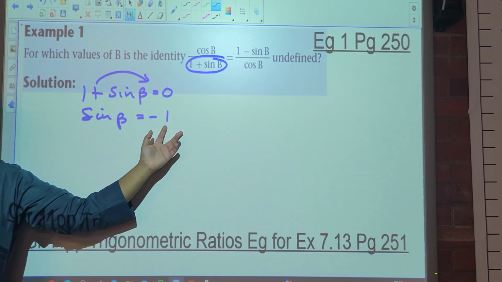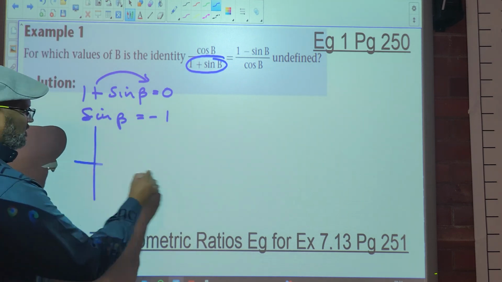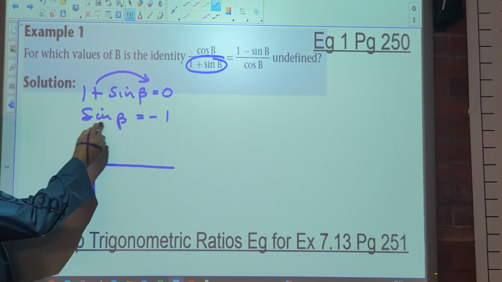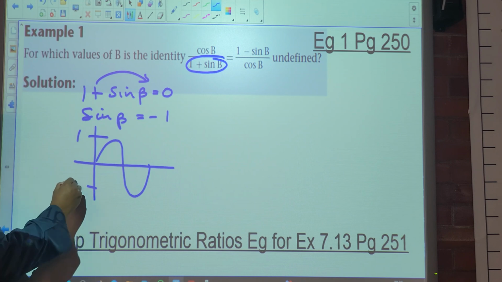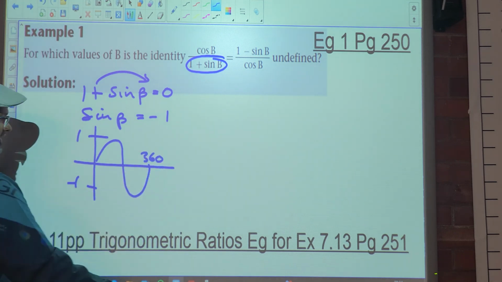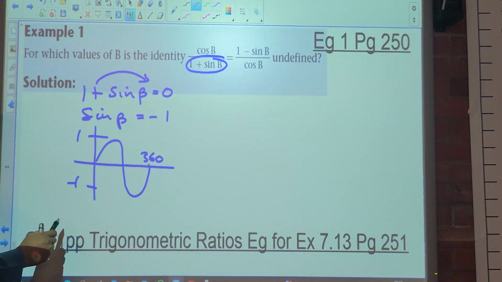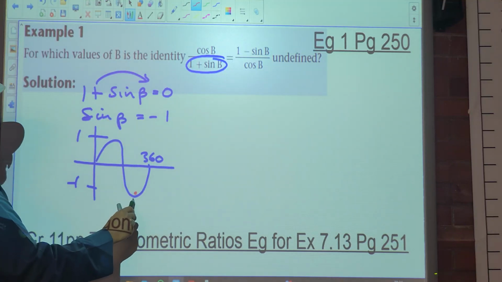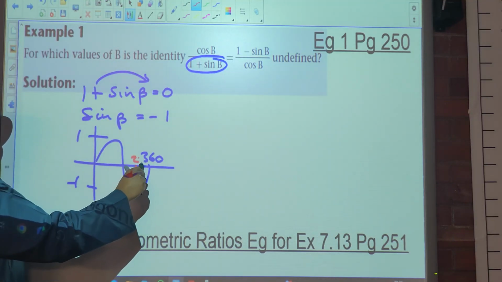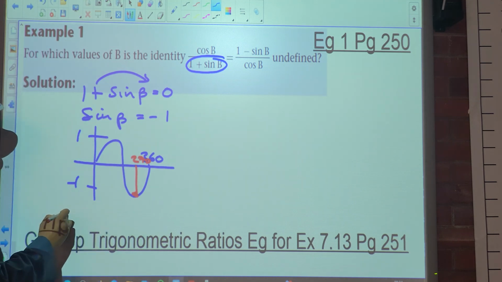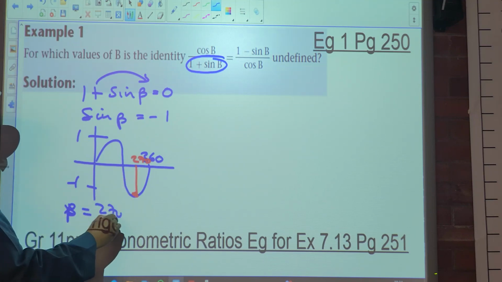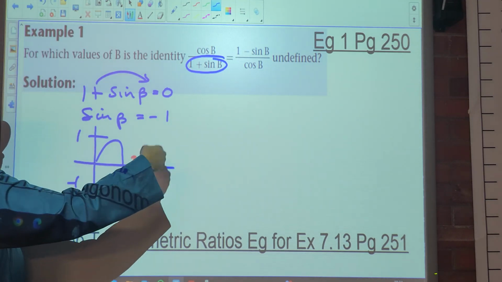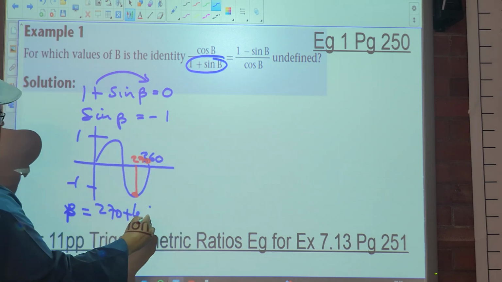We take it to the graph, yes. So we draw the cos graph or sine graph? Sine, so that is sine. There is a sine graph. That is 1, minus 1, 360. So where is sine equal to negative 1? At 270. So how do I represent that? I say beta in this case is equal to 270 plus k times 360. The solution will happen every 360.